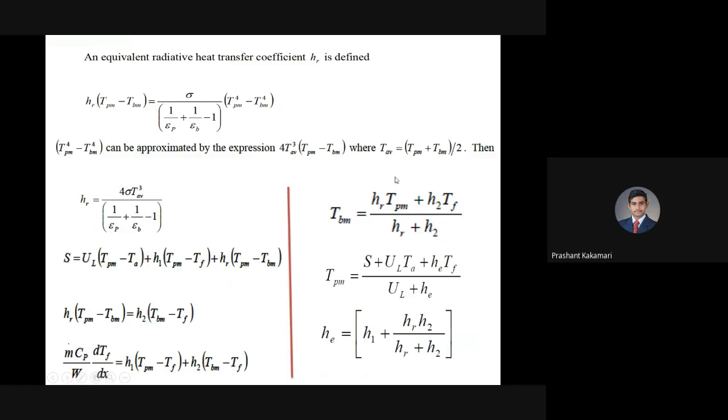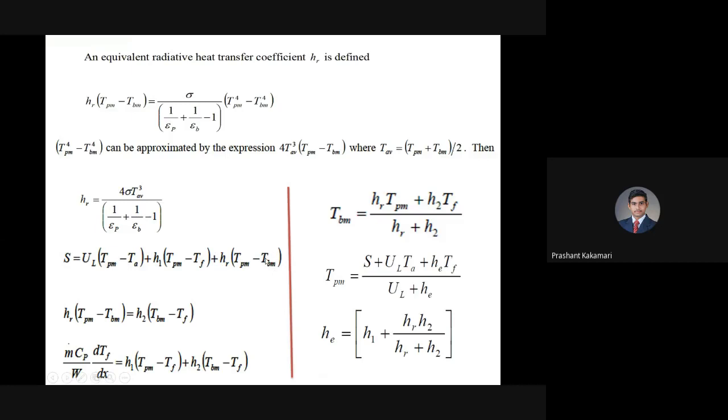Now this TBM term, whatever is found here, is substituted in the first equation, the absorber plate equation. Here TBM is replaced with this full big term. So once you replace this TBM, TPM can be written as, also substituting this HE value, TPM plus H2 TF divided by HR plus H2 in this term, because TBM is only one term.